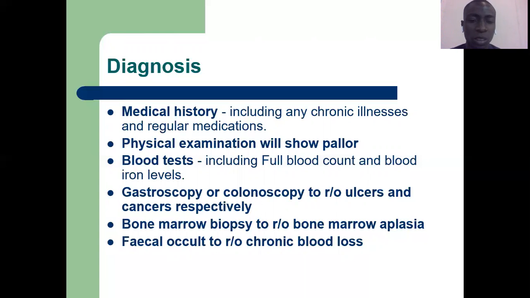When you do a colonoscopy or gastroscopy, you're trying to rule out ulcers and also cancer, respectively. When you do a bone marrow biopsy, you're trying to rule out bone marrow aplasia, suppression of the bone marrow. You can also do fecal occult blood to check for any chronic blood loss.